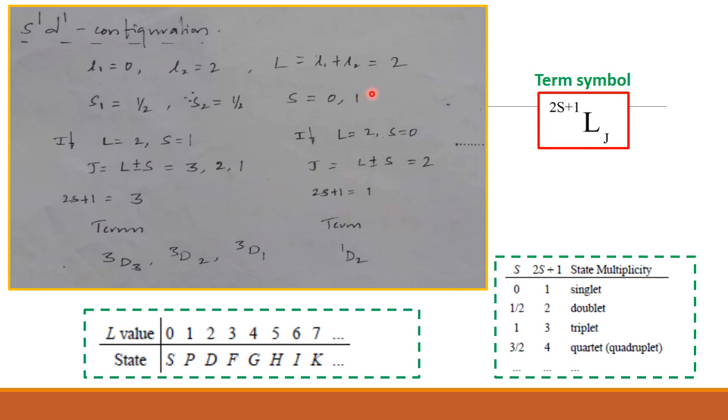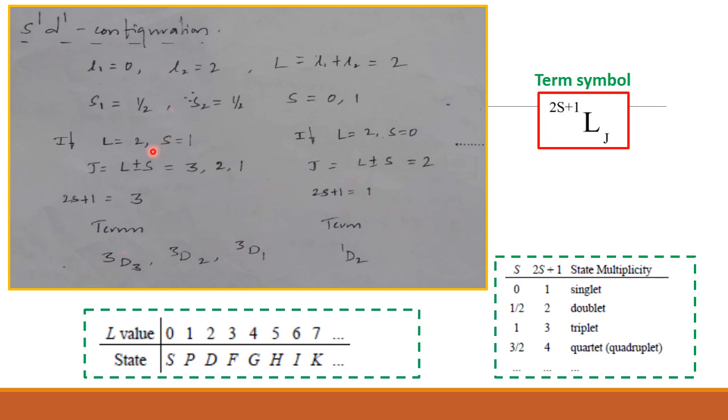Then we should consider the two combinations. One is L equal to 2 and S is 0. Another combination, L is equal to 2 and S is equal to 1. In the first case I consider L equal to 2 and S equal to 1. L plus or minus S is 2 plus 1 is 3 and 2 minus 1 is 1, so between 3 and 1 is 2. That is 3, 2, 1 J values. And here 2S plus 1 is the spin multiplicity, where S is 1, so we get spin multiplicity 3, that is a triplet.